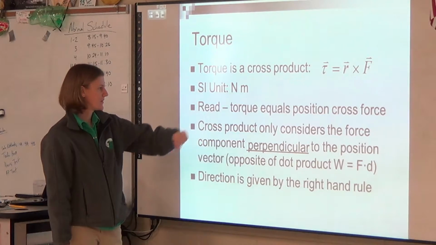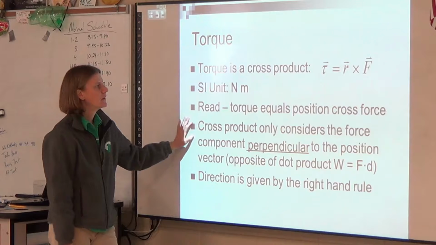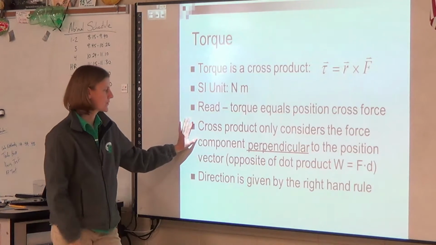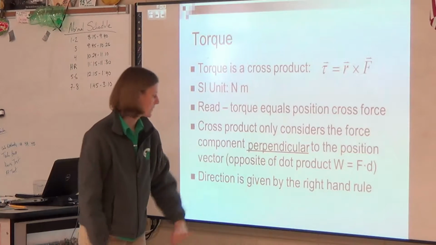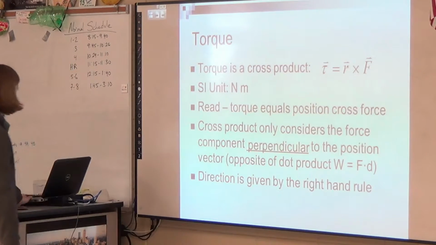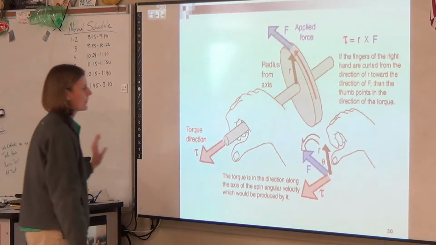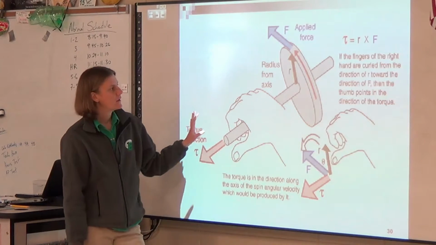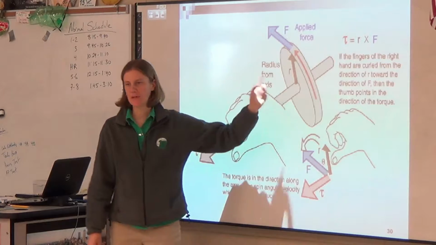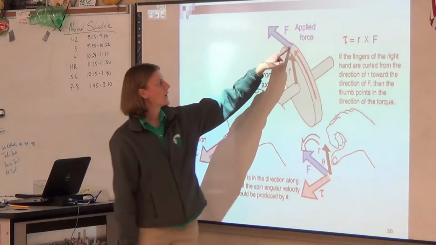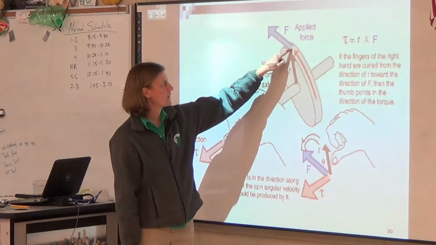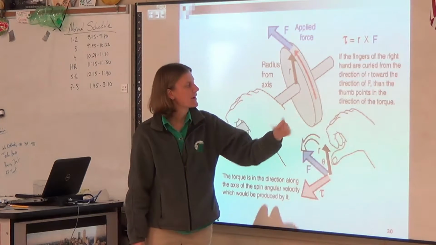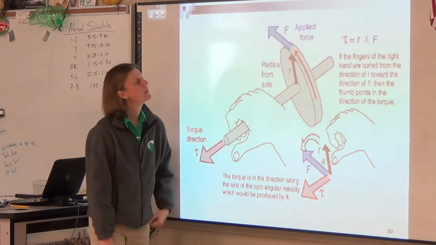So like I said, this is the cross product of position cross force. We know they need to be perpendicular, and direction is given by the right-hand rule. So let's look back at the right-hand rule for a second. If something is constantly spinning, how do you describe how this thing is rotating? Well, here it's going that way, there it's going that way, there it's going that way. How do you describe that direction?